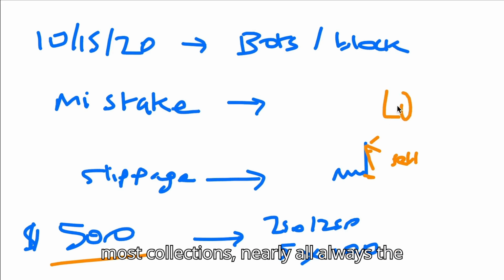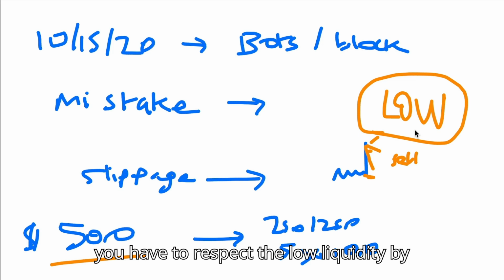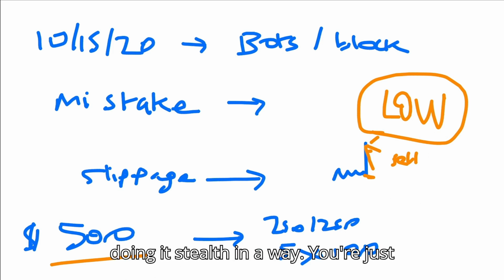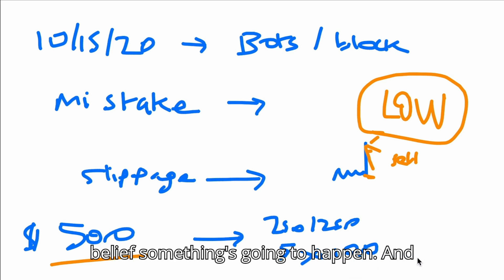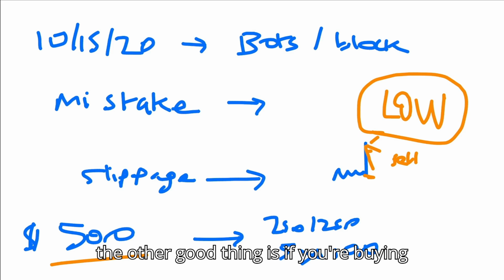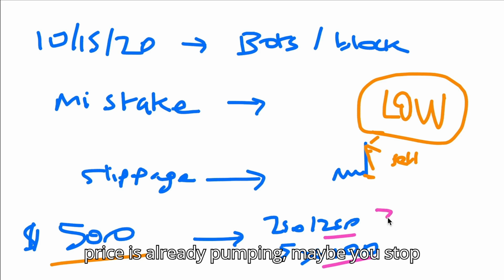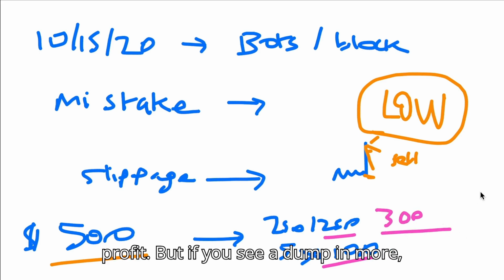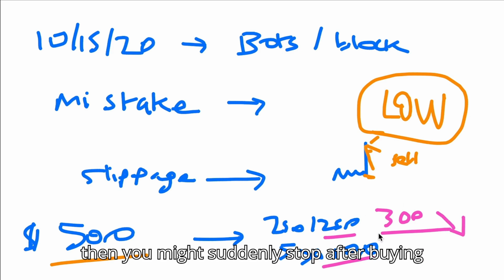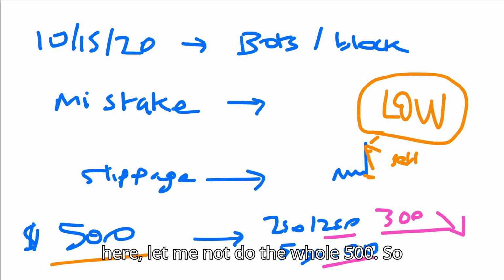Liquidity's low. Most collections, nearly all, always have low liquidity, and these newer ones especially. So you have to respect the low liquidity by doing it slowly. It's almost like you're doing it stealth in a way. You're just slowly buying up because you have the belief something's going to happen. And the other good thing is, if you're buying it up slowly, it gives you time. You can just watch the price a little bit. If the price is already pumping, maybe you stop at 300 because you've got 300 invested in a good position and you're in good profit. But if you see it dumping more, then you might suddenly stop after buying 200 and be like, well, let me hold on here. Let me not do the whole 500.